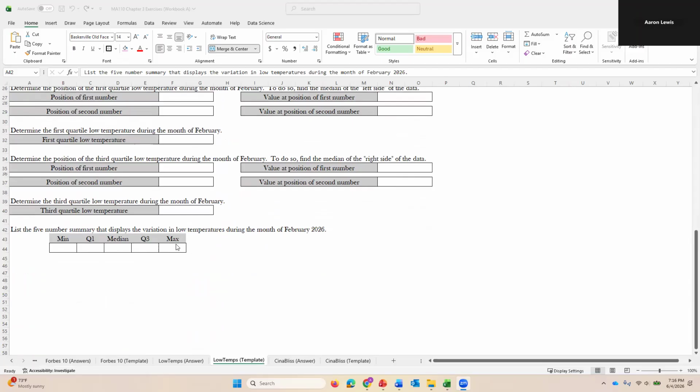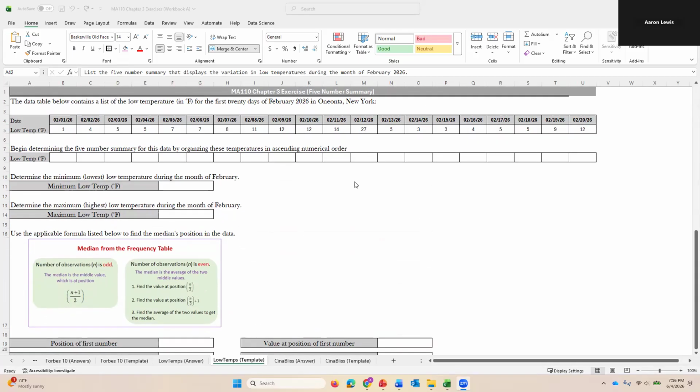quartile, and the max. So the smallest number, the highest number, the middle number, and then the number that's the middle of the left side, if you will, the 25th percentile of the data, and the number that's the middle of the right side, the 75th percentile of the data.